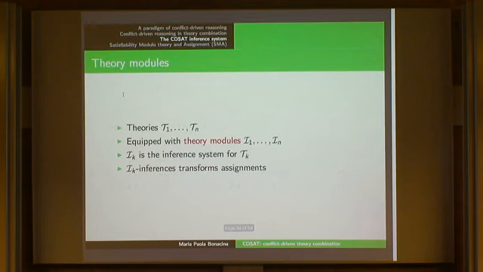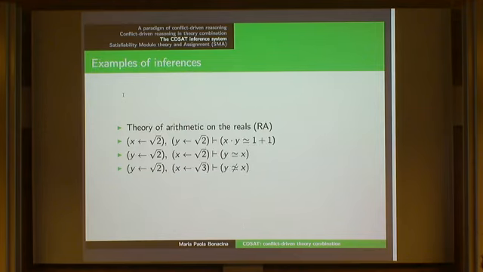Thank you. So the theories are equipped with theory modules. So IK is the inference system for TK. And inferences transform assignments. As I said before, the basic data are assignments, not formulae. So for example, these are inferences that we could have in the theory of the reals, meaning the algebraic reals. If we have x gets square root of 2 and y gets square root of 2, then it follows that x times y is equal to 1 plus 1, and other such examples.